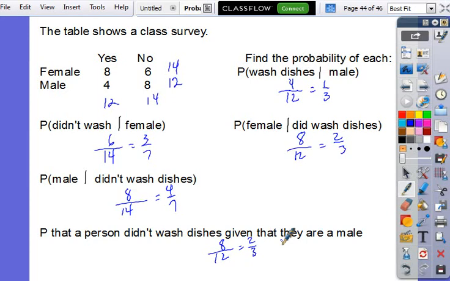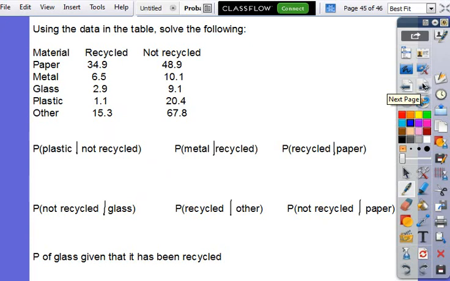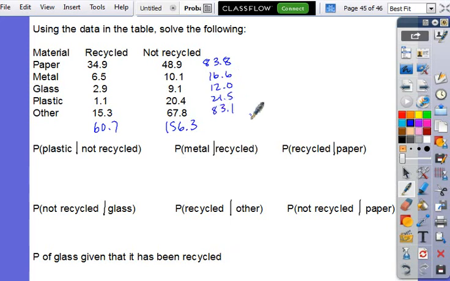All right, on this one right here, the first thing you need to do is add up the columns. So tell me what the recycled column is when we add it up. 156.3 if I remember right. Going across. All right, so on any one like this where it gives you a bunch of things, go ahead and get the totals.